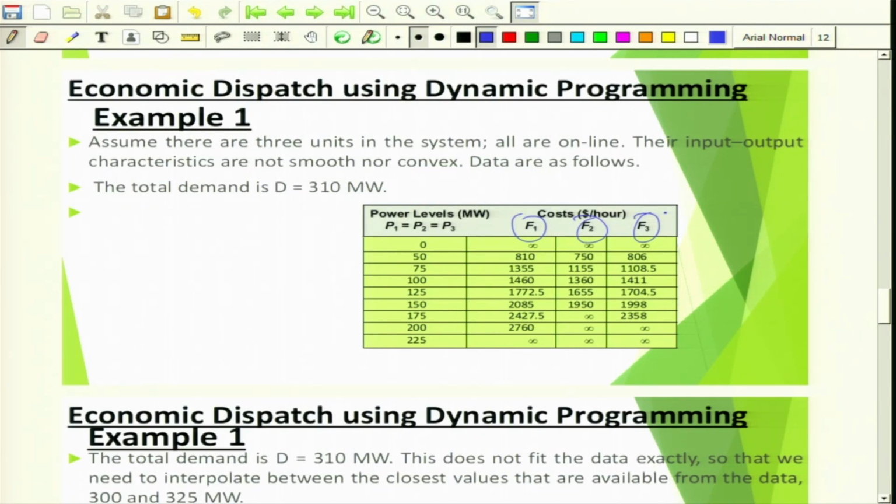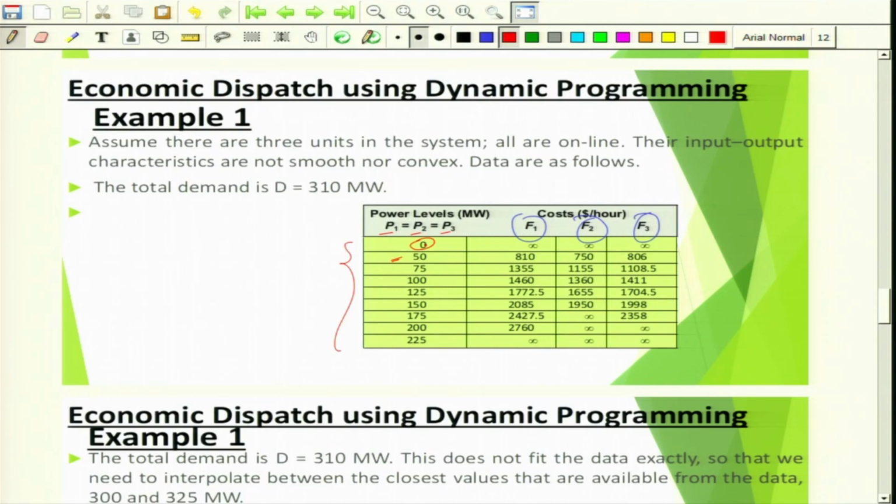Data are as follows. You can easily check from here, for each generation of P1, P2, P3, where generation is varying, we have the data from 0 to 225 megawatt of generation, right? If 0 generation, the fuel costs are not applicable. That's why we have mentioned infinity here. It is not applicable, that means there is no scope for operating these generators at 0 megawatt of supply. It starts with 50.